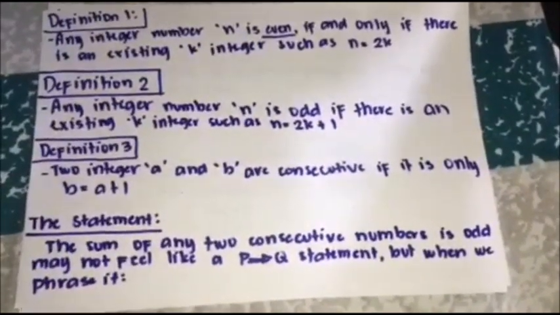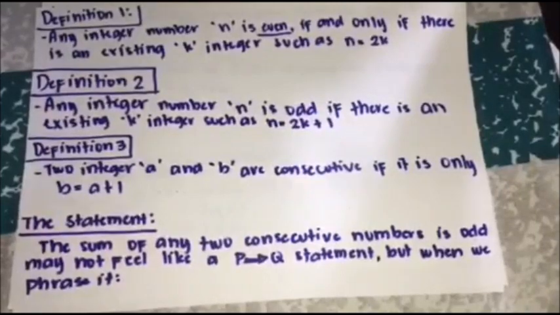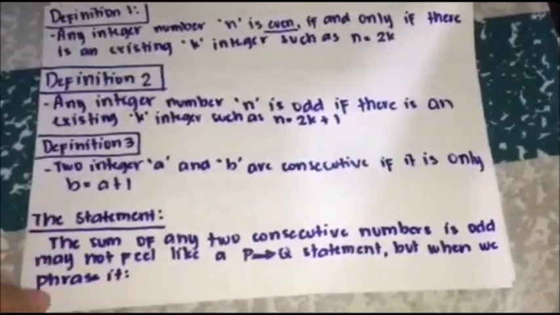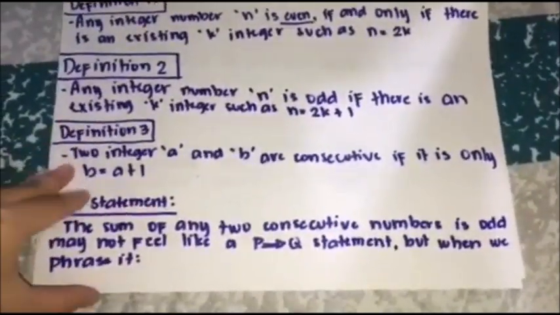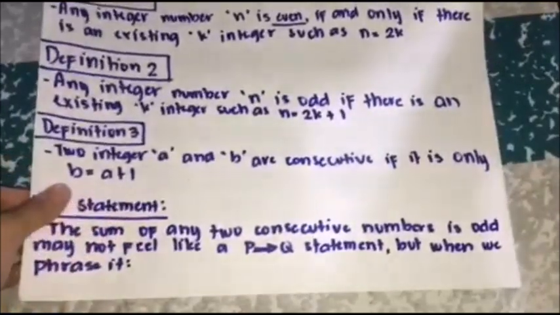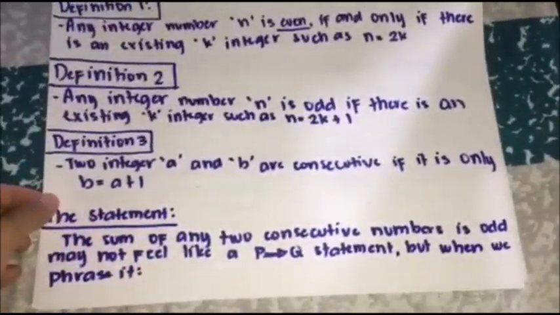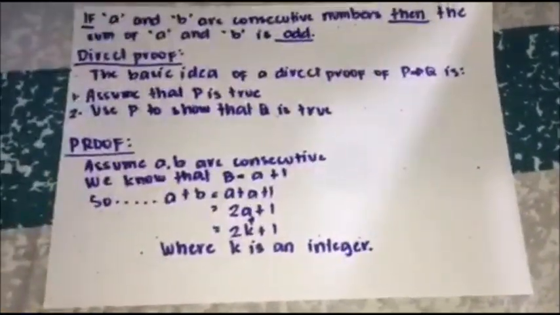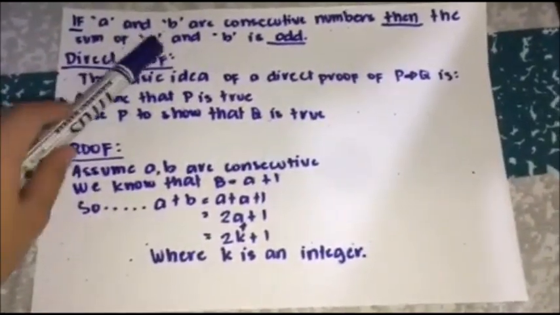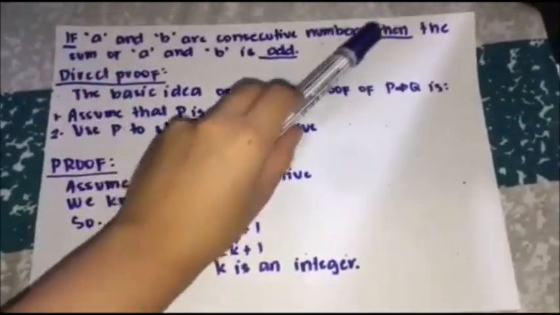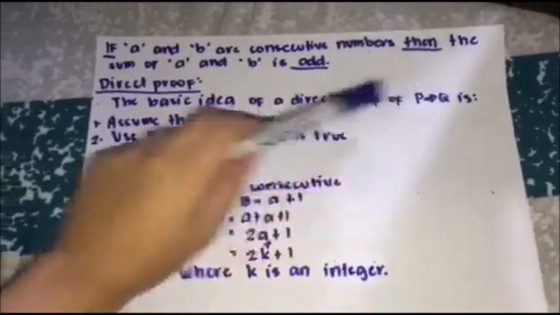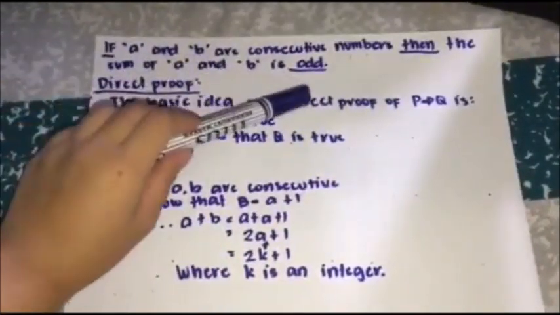The statement, the sum of any two consecutive numbers is odd, may not feel like a P then Q statement, but when we phrase it, if A and B are consecutive numbers, then the sum of A and B is odd.